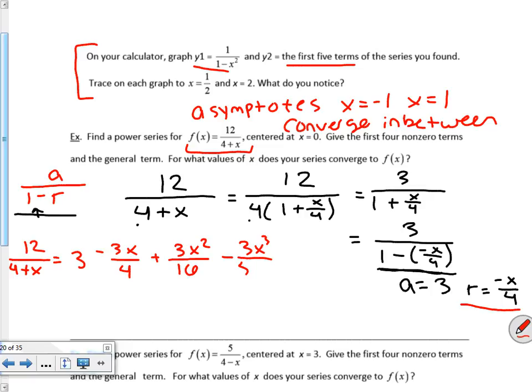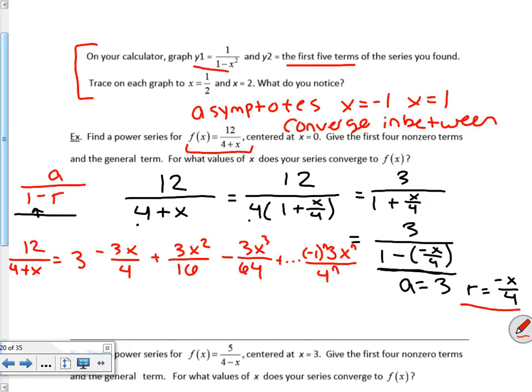Oh, it seems to have lots of pages. Over 64, not 54. My apologies. Okay, and the general term, it has alternating signs, so I know I will need a (-1)^n. The 3 is always there, so I'm going to write the 3. I also have x^n divided by 4^n.